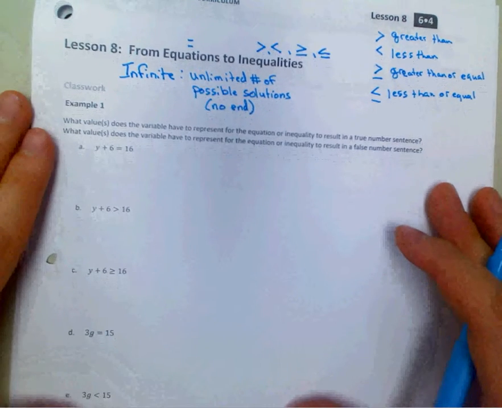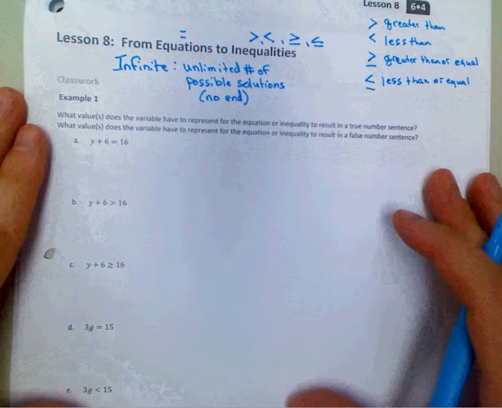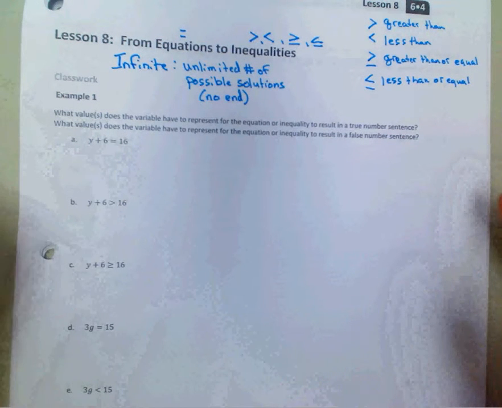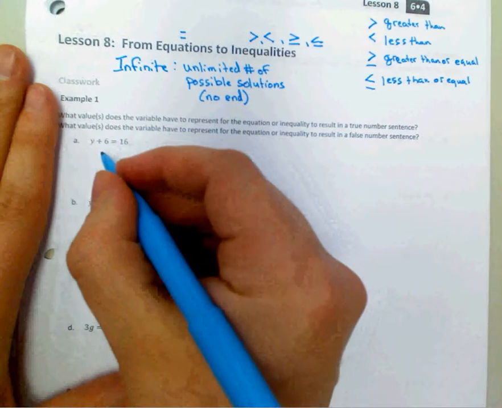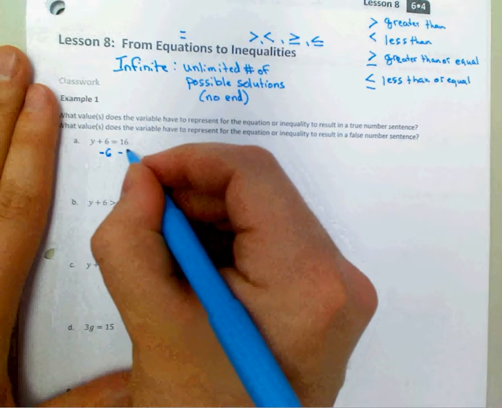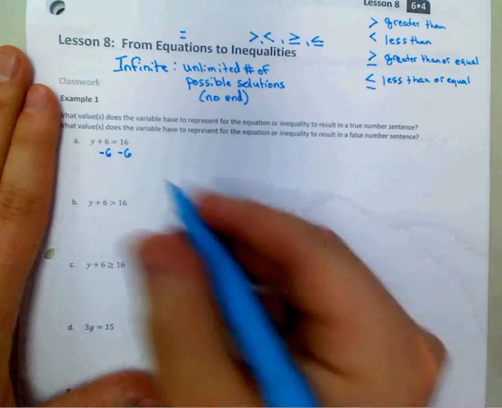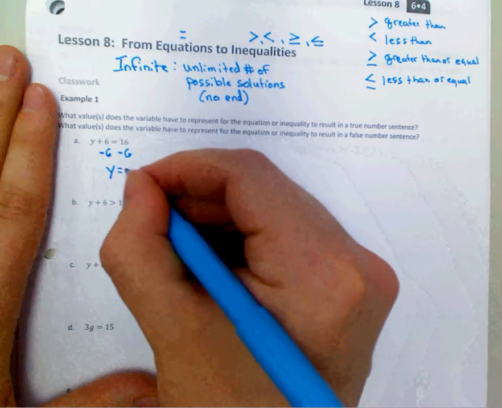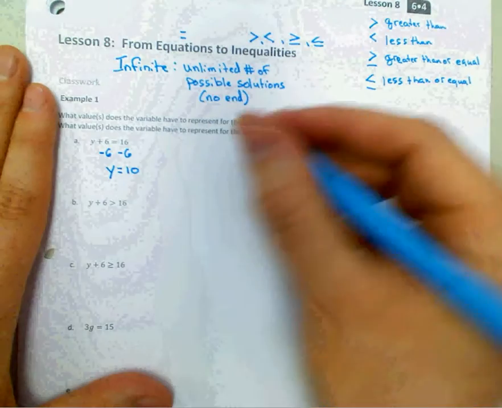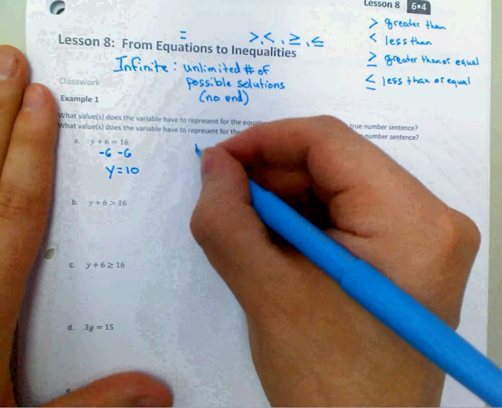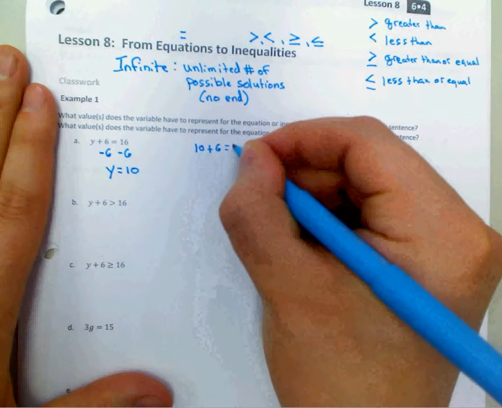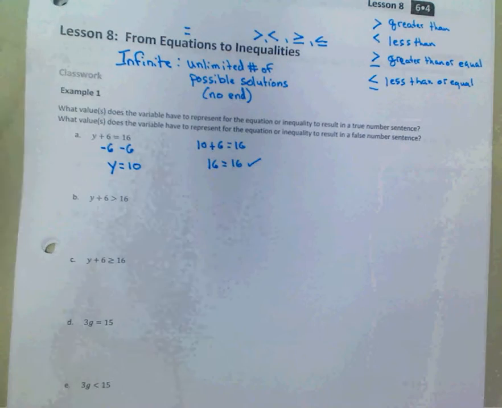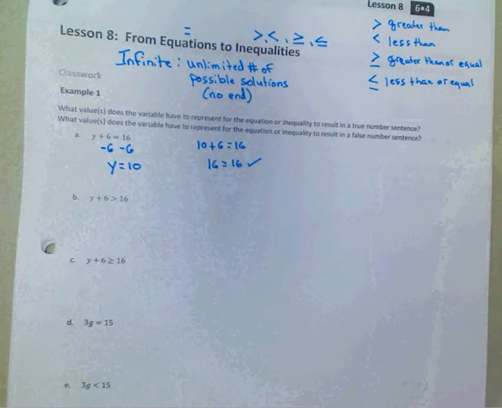So if we take a look, we have y plus 6 equals 16. We're just going to go through and do exactly what we've done before. This is an equation. We know exactly what we need to do. So we're going to subtract 6 from both sides. Okay. So as we use that subtraction property of equality, we come up with a solution of y equaling 10. We go through and we can check that again. So we have 10 plus 6 equals 16, and 16 does equal 16. So we're good.